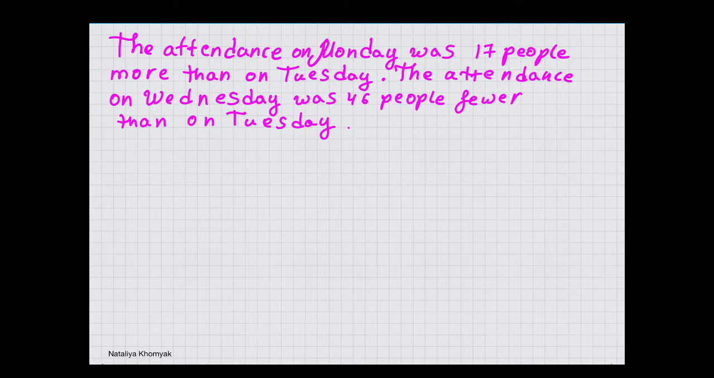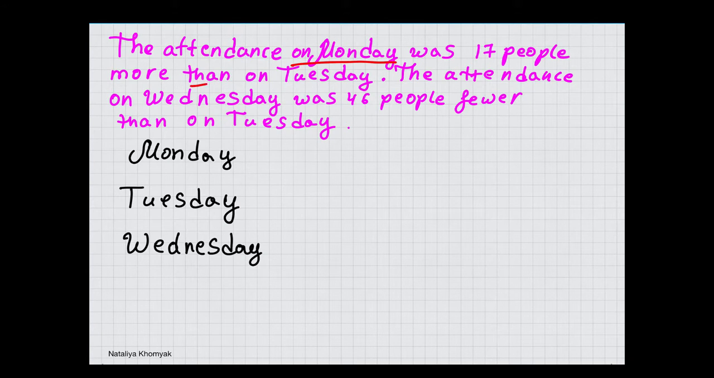The attendance on Monday was 17 people more than on Tuesday. The attendance on Wednesday was 46 people fewer than on Tuesday. So we have 3 days: Monday, Tuesday, and Wednesday. The attendance on Monday is in terms of what attendance was on Tuesday. The attendance on Wednesday is also represented in terms of what the attendance was on Tuesday. So whatever quantity the other items are in terms of should always get the variable.